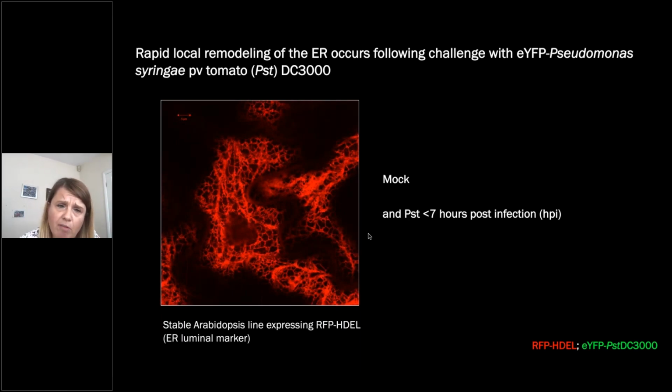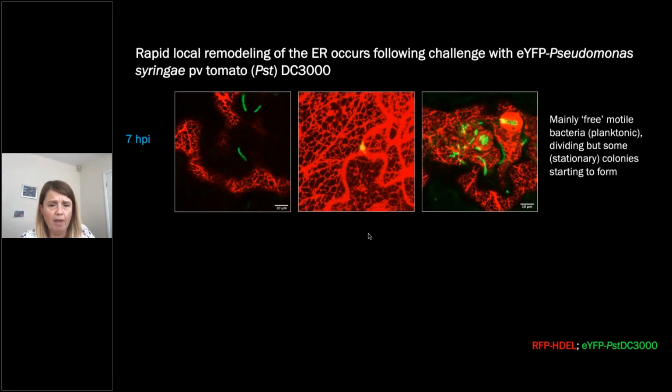However, after 7 hours, I really start to see changes in the ER morphology. So the first thing to say is that around 7 hours, the bacteria become really easy to spot. Before this time point, they were few and far between, but around 7 hours, they're pretty much everywhere. They're also highly mobile, and as you can see in this image, they are actively dividing. I also see an abundance of bacteria around the stomatal regions, but that's just an observation, really.